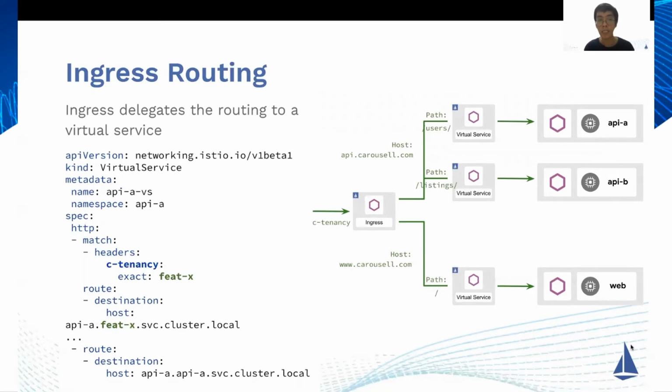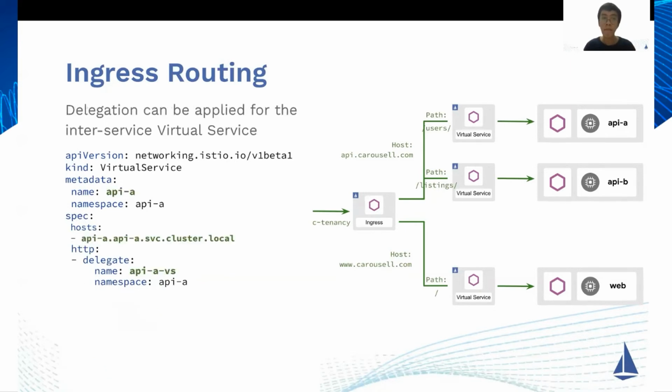This way, it will simplify the config, and the delegated virtual service will have something similar to what we had earlier, which is to match the C tenancy header and route the traffic to the proper workload in the proper namespace based on the C tenancy header. As a fallback, we will route the traffic to the stable environment here.